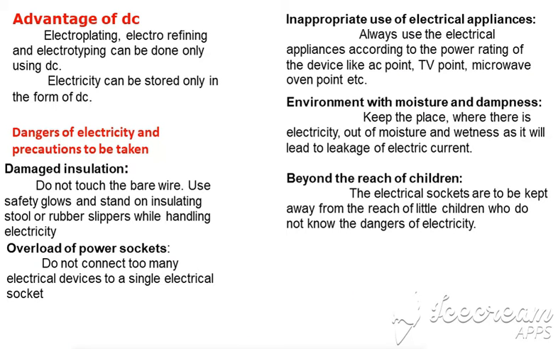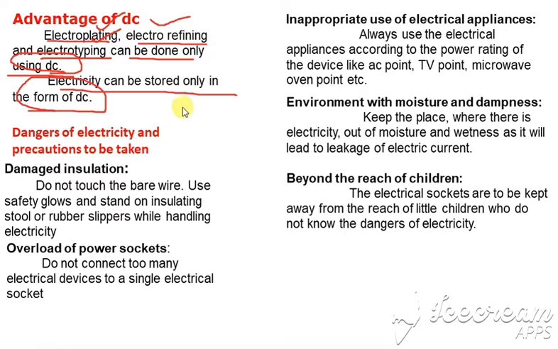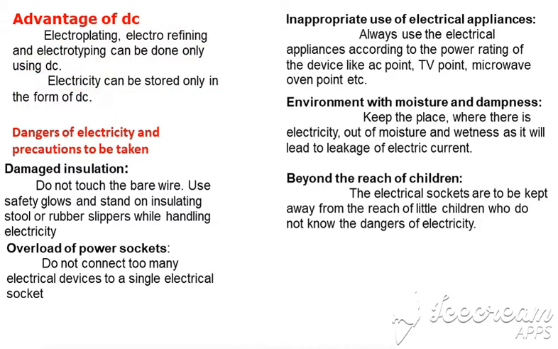So next we have the advantages of DC. First point is electroplating, electro refining, and electrotyping can be done only using DC. You would have studied these in chemistry. So these processes can be done very easily with the help of DC only. Then electricity can be stored only in the form of DC. If we store electricity, it can be done only as DC. So these are the advantages of DC.